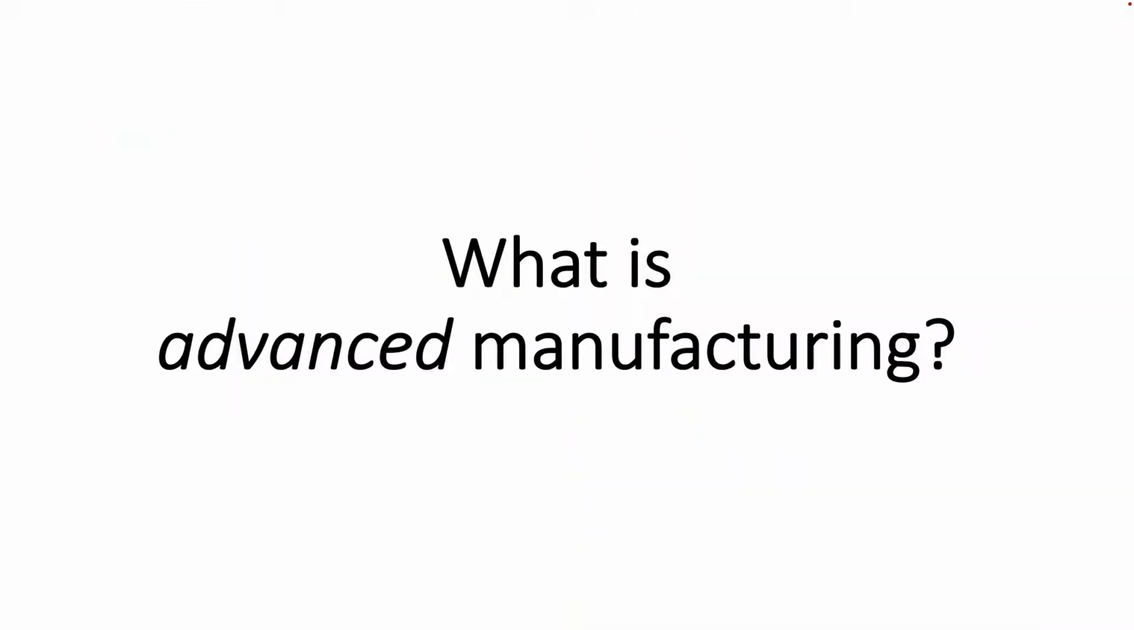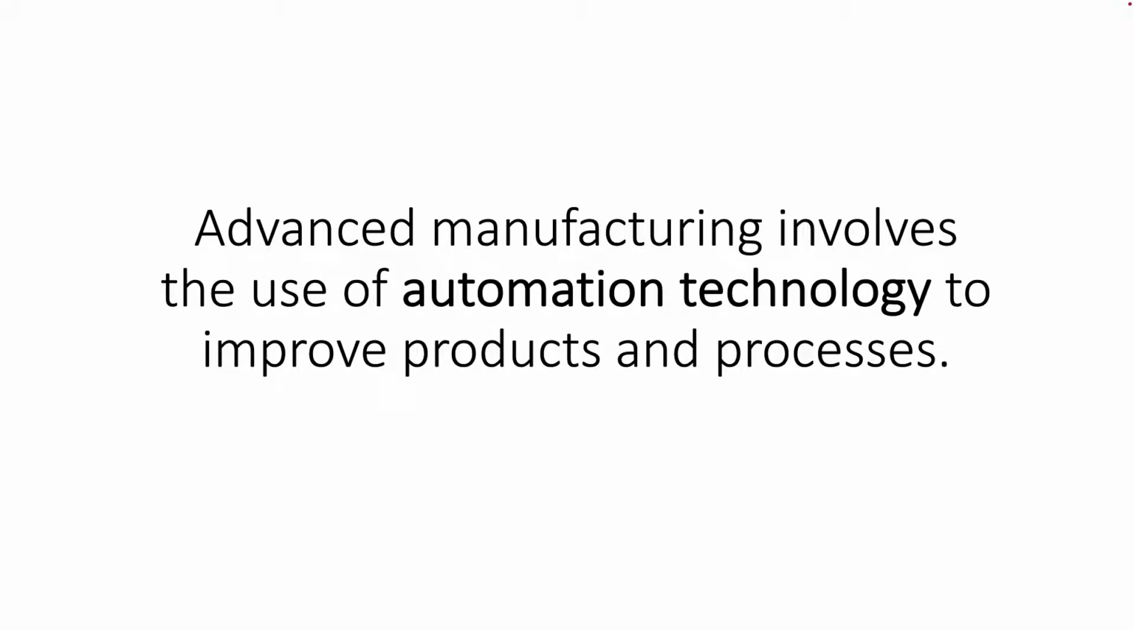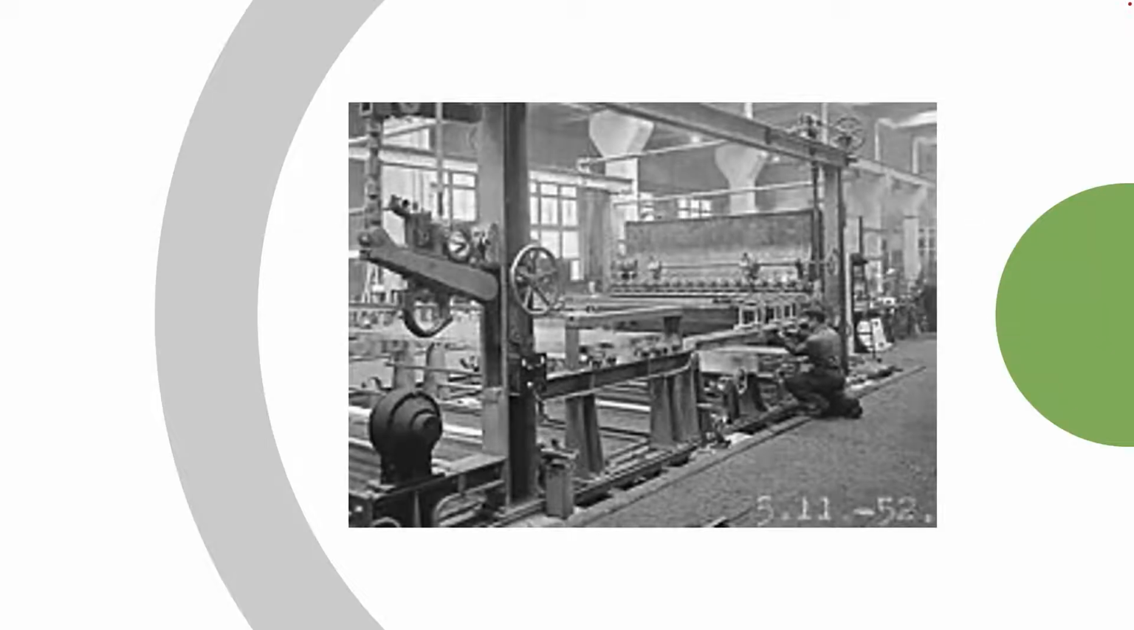In the previous video, we defined advanced manufacturing. Advanced manufacturing involves the use of automation technology to improve products and processes. If we look back at our parents' or our grandparents' era, the manufacturing that was done then looks totally different than it is now. Back then, there was nothing that was automated with digital technology. Everything pretty much had to be done by hand.